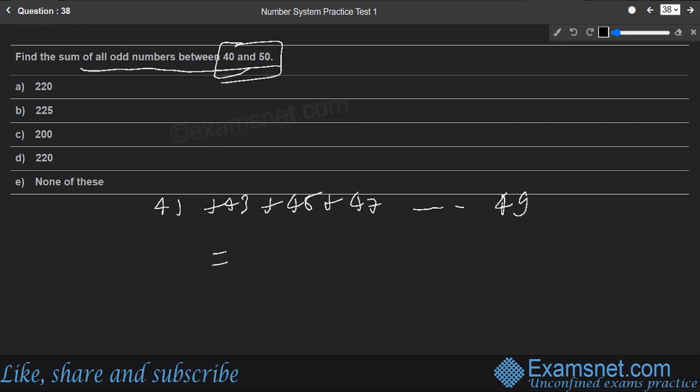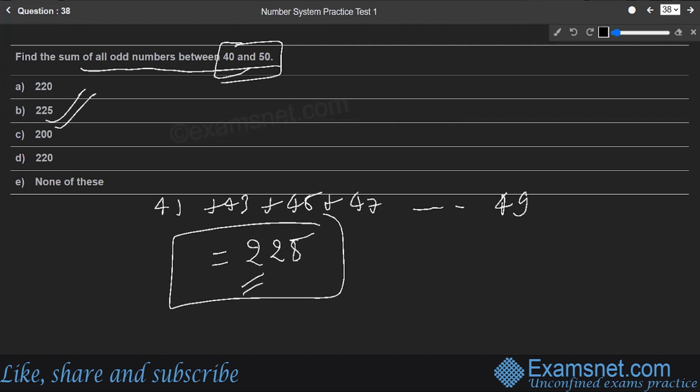If you add them together, simply the sum is coming out to be 225, and that should be the right answer. The sum of all the odd numbers between 40 and 50 is going to be 225, and that is the answer available in option B.